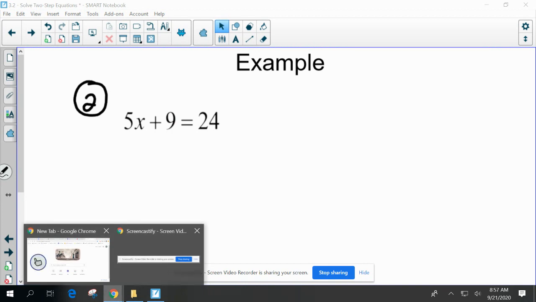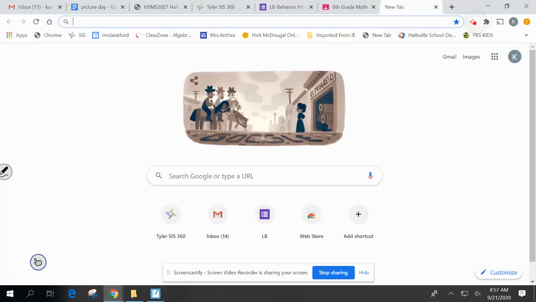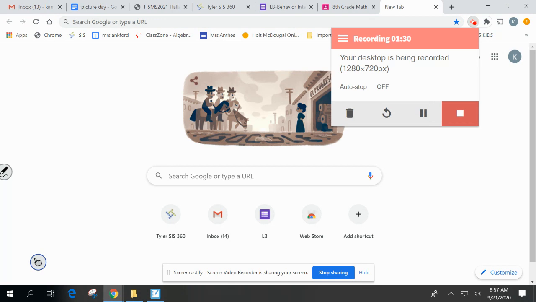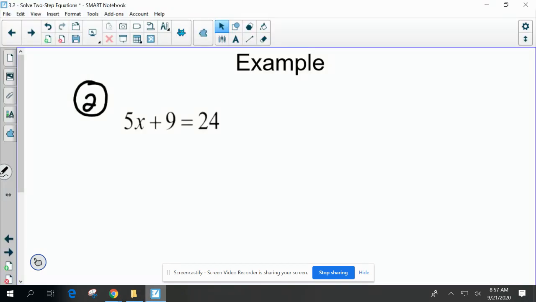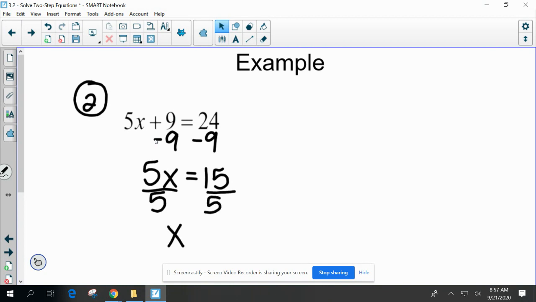All right, 6th grade, S through U. So the first thing I'm going to do is keep x there, and I need to move the 9. How would I move the 9? Subtract it. So subtract 9 from both sides, and I would have 5x equals 15, and then I need to divide by 3. By 5, I'm sorry. So x equals 3.